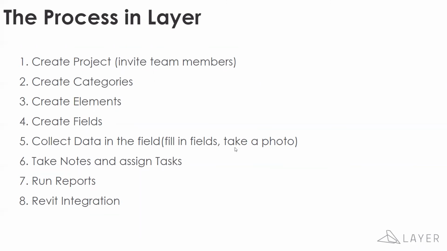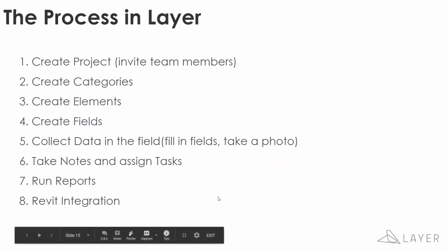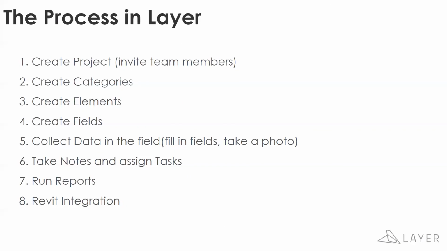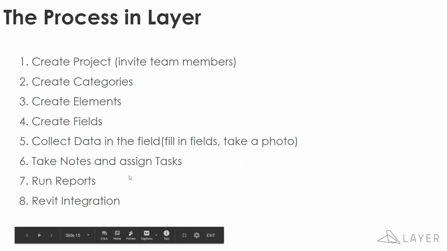If I walk into a specific room and I want to record information and take photos of it, when I do that, it's going to be tied instantly without any further effort to the room that I have chosen to document. We're also going to take a look quickly at how we can use the notes and task features within Layer to add additional information that doesn't necessarily cleanly fit into, say, a field or can be documented in a photo. We'll take a look at how we can run reports on that.